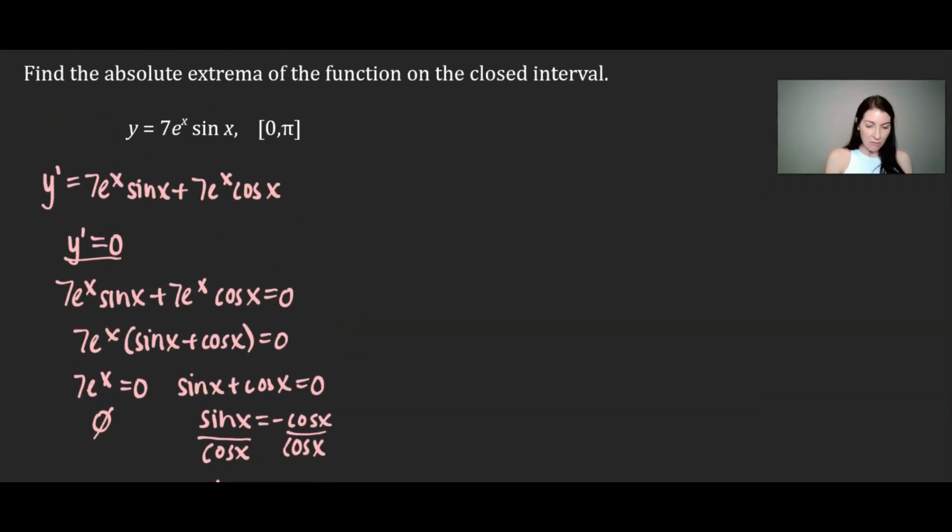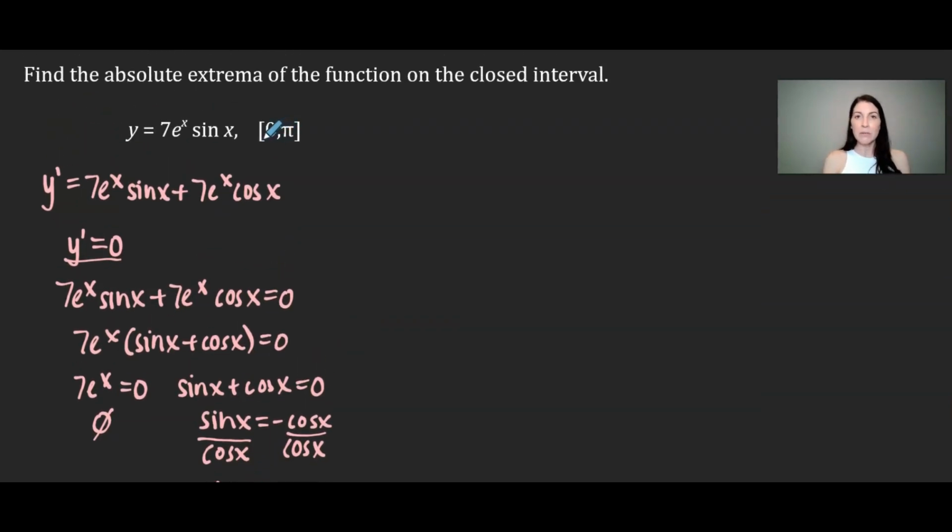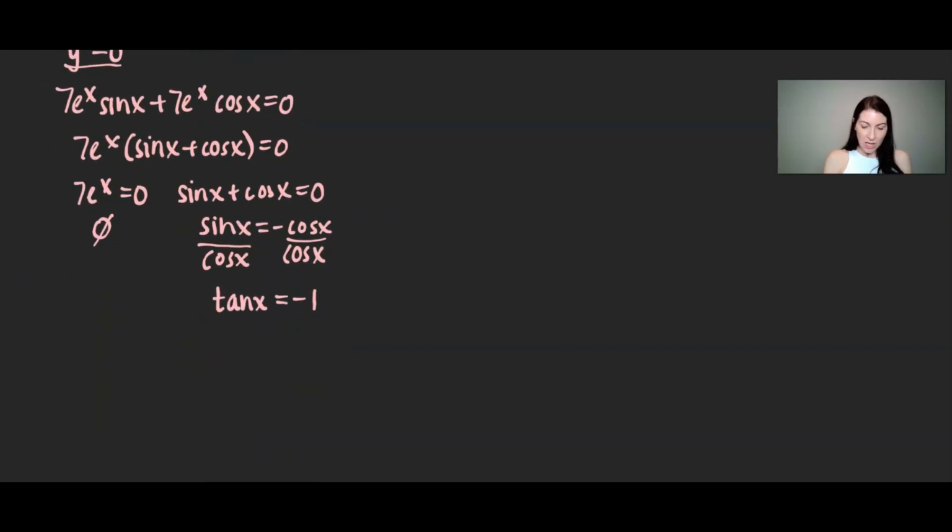So back up to the interval in this problem. The interval is from 0 to pi, so I am looking only from 0 radians to pi radians. That means I'm only looking in quadrants 1 and 2 to find where tangent is negative 1. And you know what?